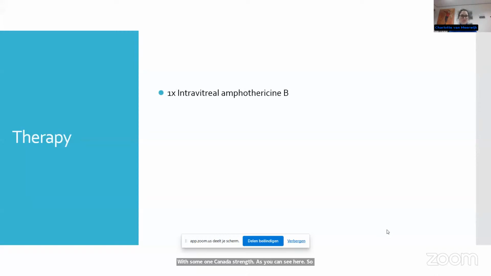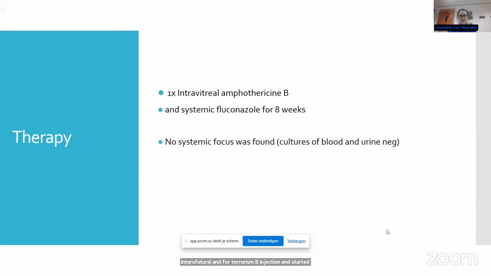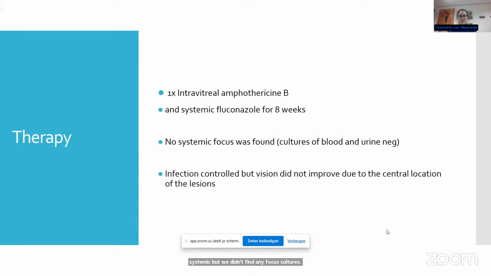We performed one intravitreal amphotericin B injection and started systemic fluconazole for 8 weeks. We did that because we searched for a systemic focus, but we didn't find any. Cultures of the blood and also the urine were negative. The infection was controlled, but the vision unfortunately did not improve because of the central location of the lesions.